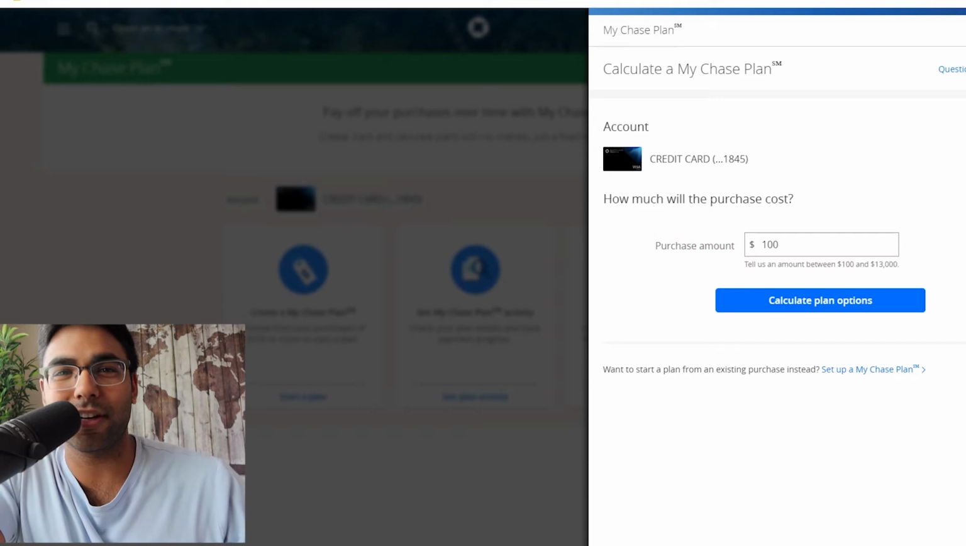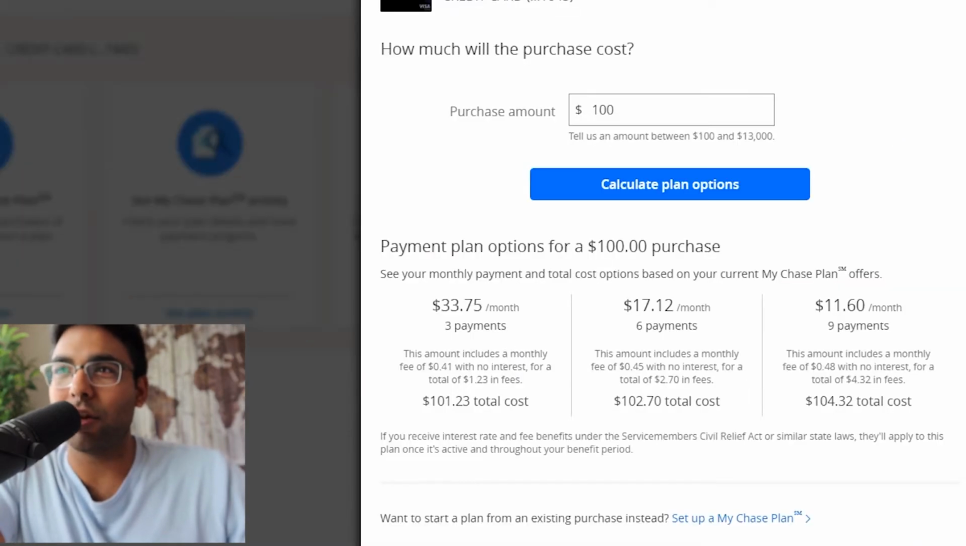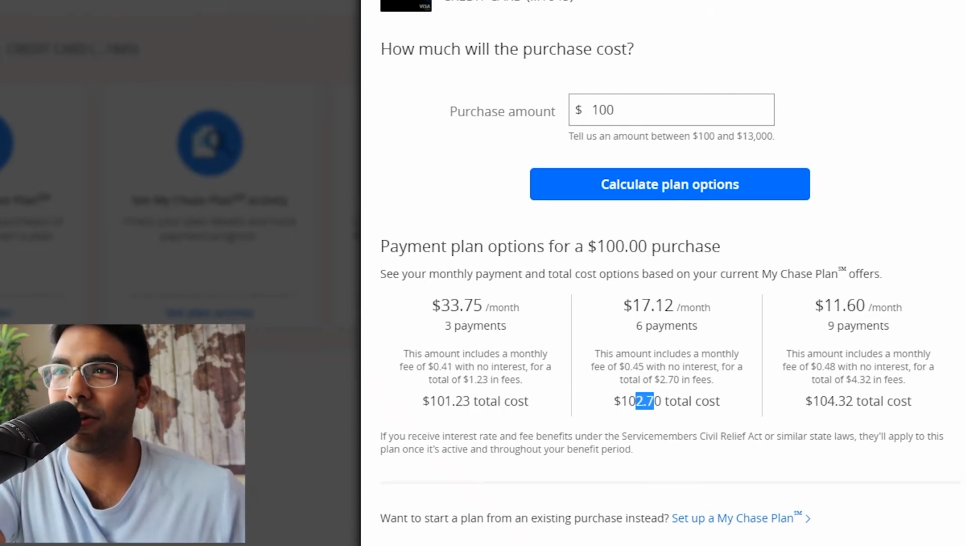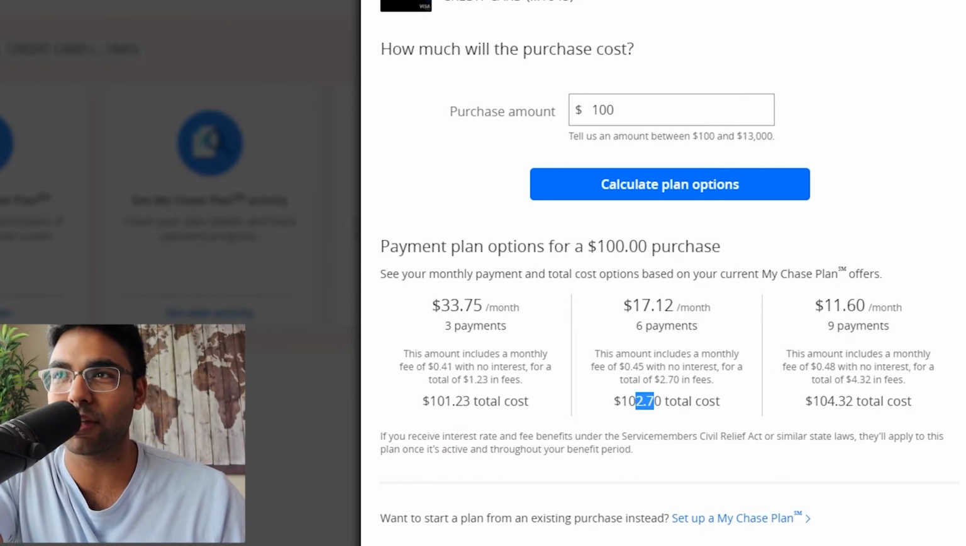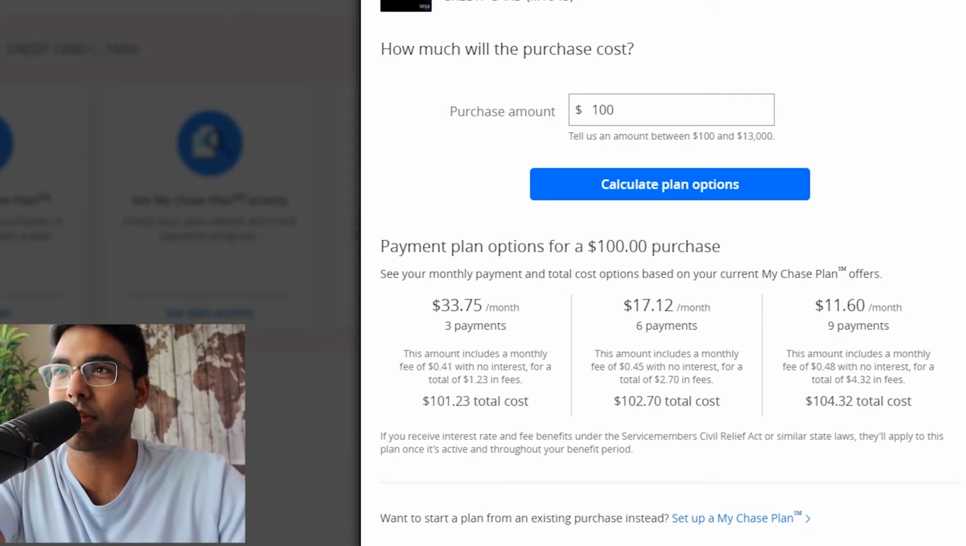Over here, if I enter in $100, you can do calculate plan options. And over here, it shows up like this. You have 3 payments, 6 payments, and 9 payments. This total cost is here, 1.23% for 3 months. But if you do that times 4, then you get the actual APR or APY. And then you have 1.10270 for 6 months. So times 2, it's basically at a simple interest rate of 5.4%. And over here you have the 9 months for $11.60 per month for 9 payments.